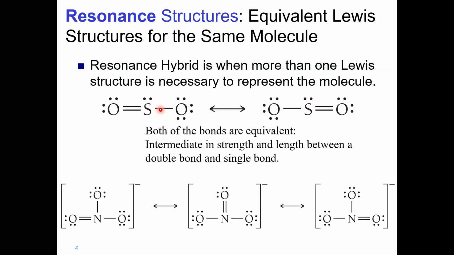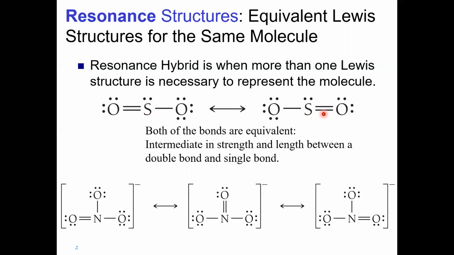So both of these bonds are actually equivalent to each other. They end up being intermediate in strength and length between the strength and length of a double bond and a single bond. Normally we know that a double bond is stronger than a single bond. Well, these bonds come between the strength of the double bond and the single bond, and they're in between the length of a double bond and a single bond.